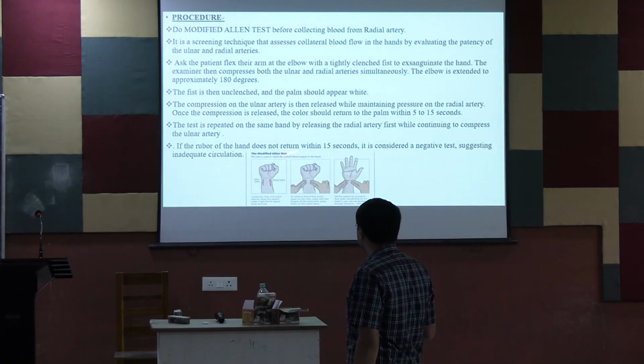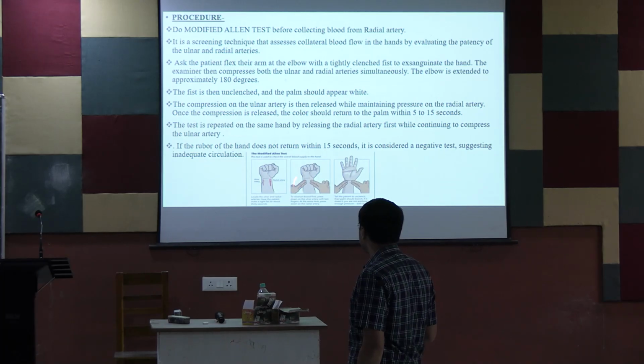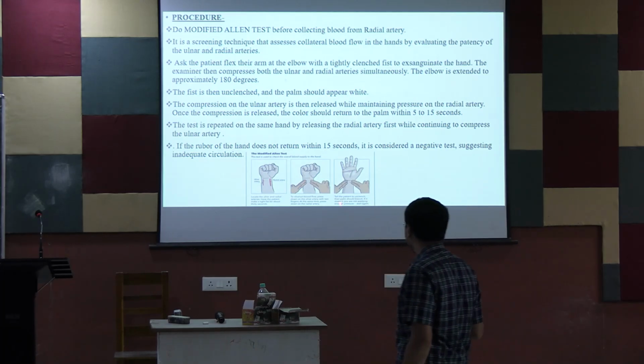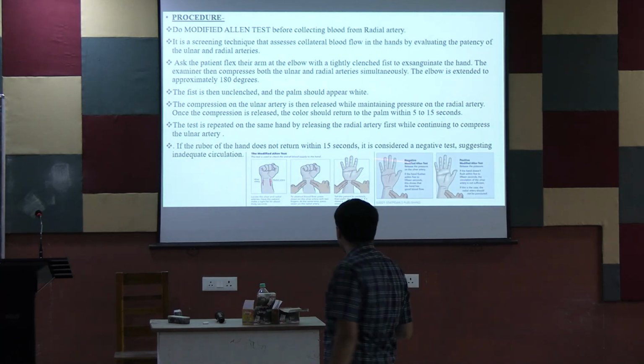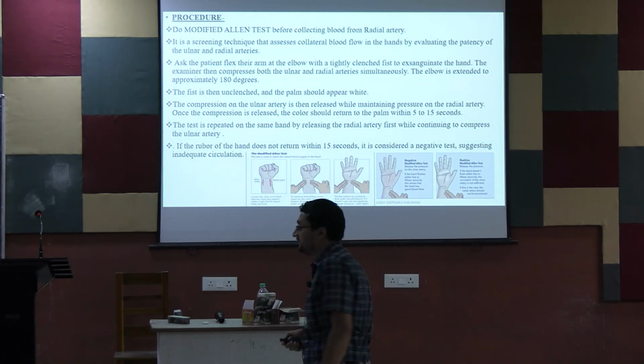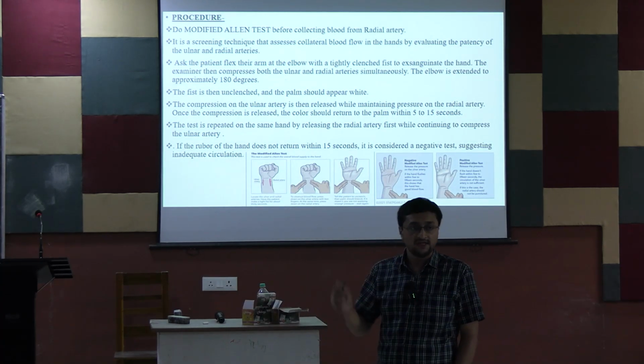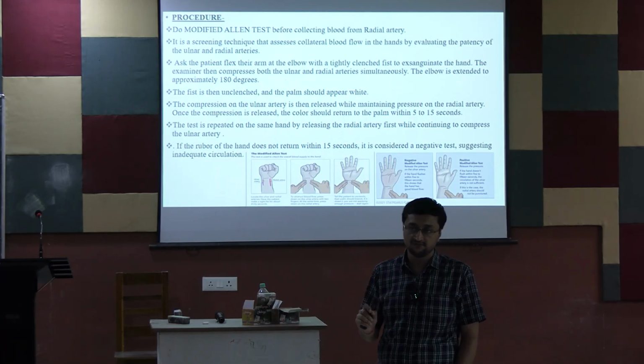Okay, this is the picture. Clenching of the fist, pressing both arteries simultaneously and releasing one by one. So a negative Allen test means you can do ABG safely. You can take the ABG from the radial artery safely.